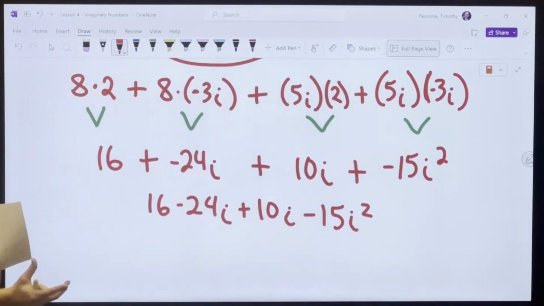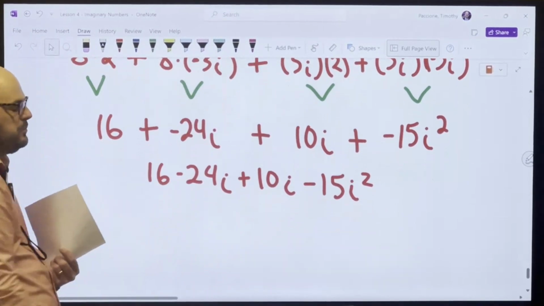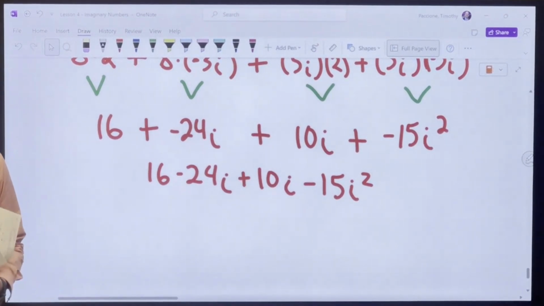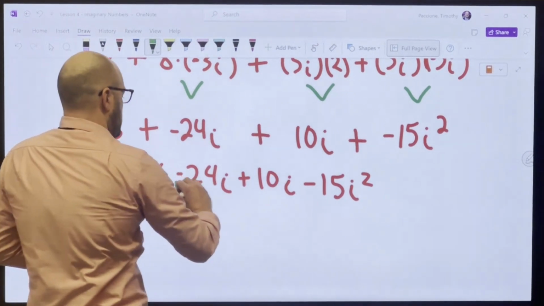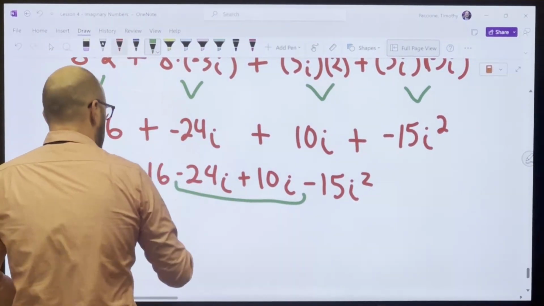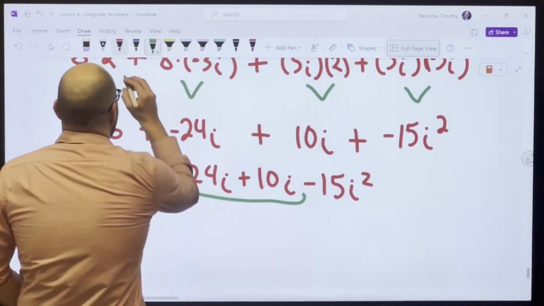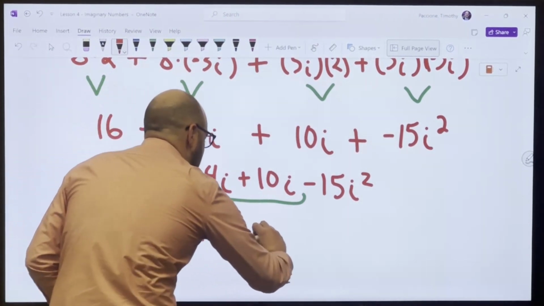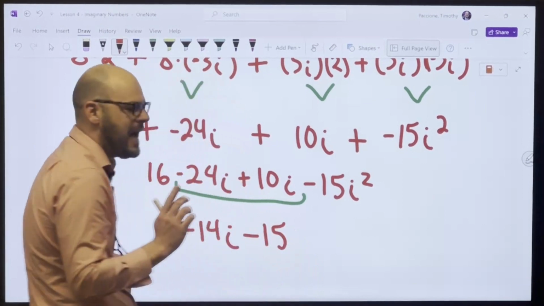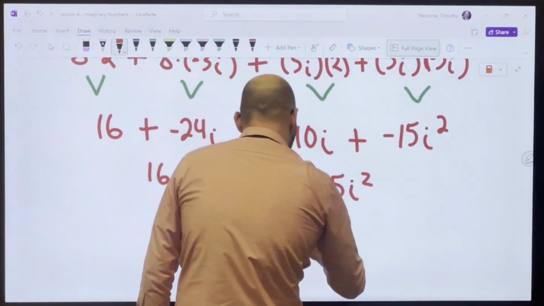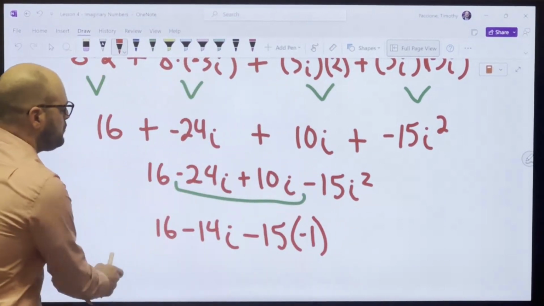Now, is there anything we can do to keep going here? There's a couple things, right? Combine like terms. What are my like terms here? Just like if I had x and x, negative 24i plus 10i comes together and becomes negative 14i. So 16 minus 14i minus 15, and I had i squared. That's negative 1. Okay? Let's keep going.